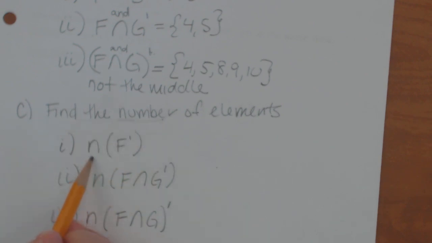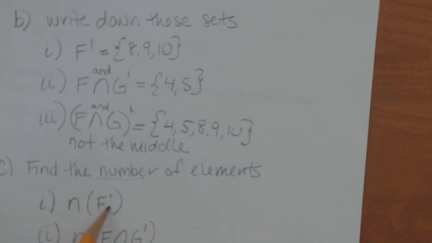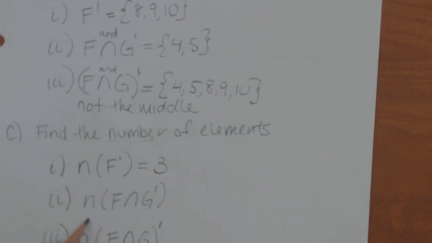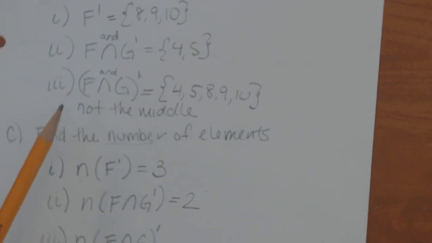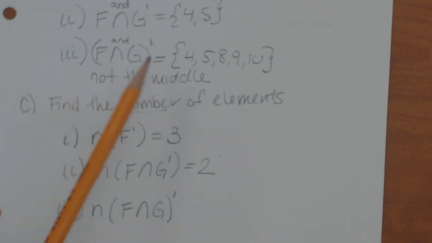Okay. And the last thing for today, let's find the number of elements. Remember, this n in front means number of, so I want to know how many. So the number of elements in not F. Well, we just found that. Here's not F, so there's 1, 2, 3, equals 3. The number of elements in F and not G. We did that, F and not G. There's 1, 2. And the number of elements in not F and G, we did that here. So let's just count, 1, 2, 3, 4, 5, and there's 5.